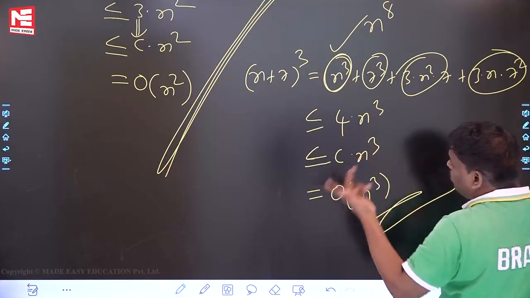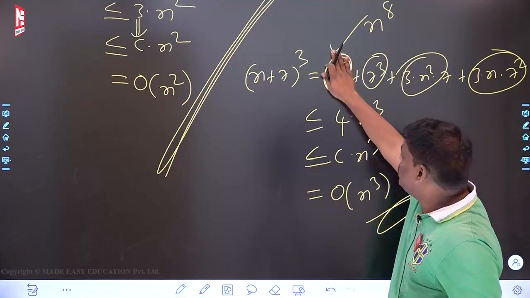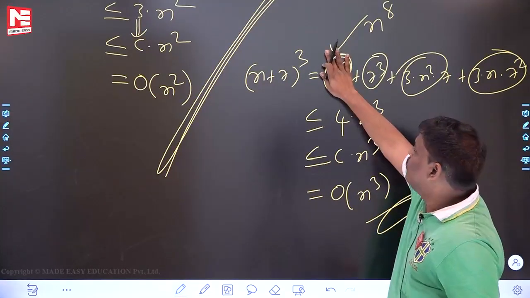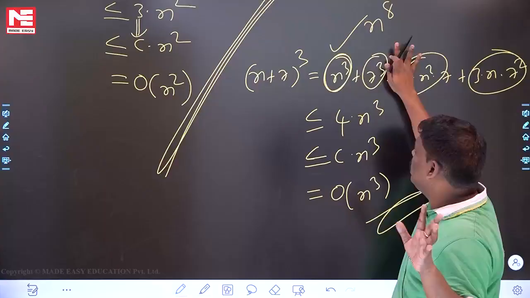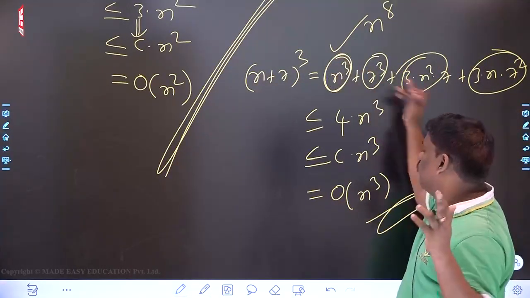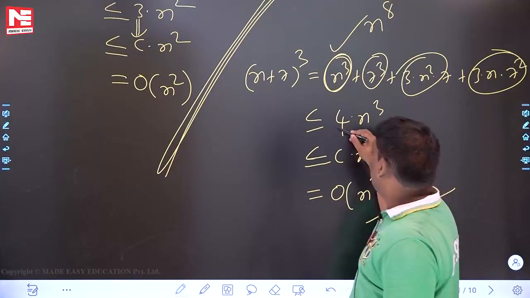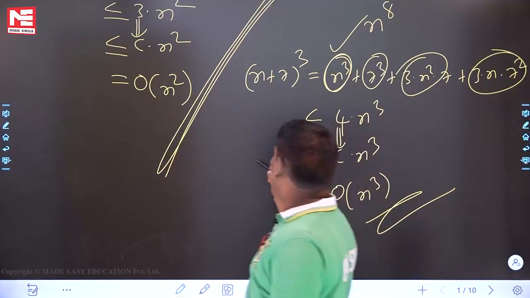For which C value omega? What is the answer? If I take C value 1, n cube, what is the meaning? If I take only this term, then it is smaller. If I take all, then equal. If I take everywhere bigger, then big O. If I take only the first one, omega. For which C value big O? 4. Can you say for which C value omega?